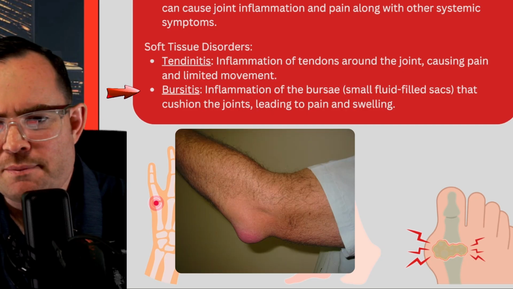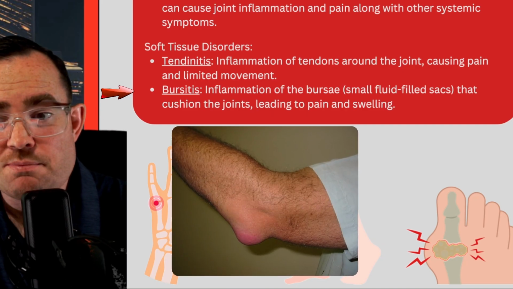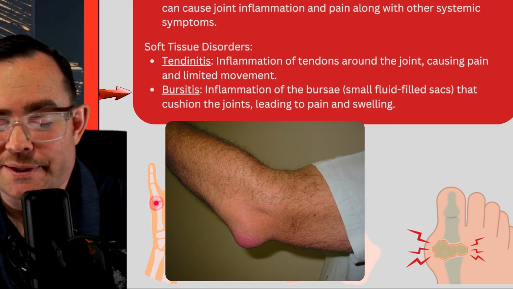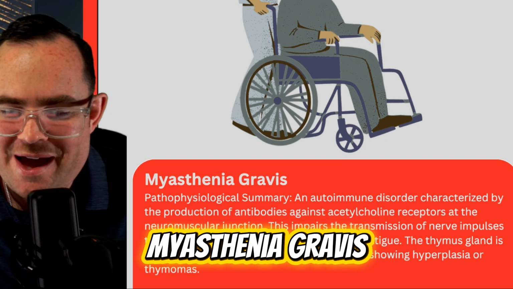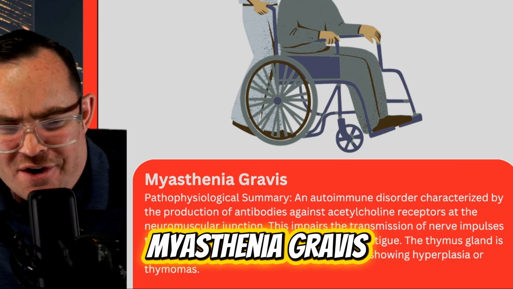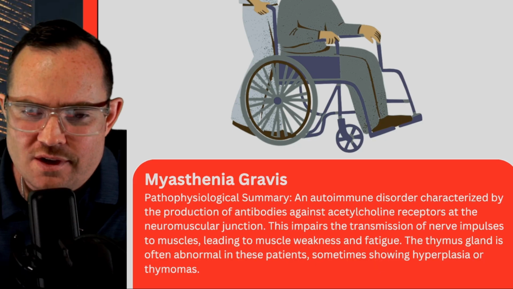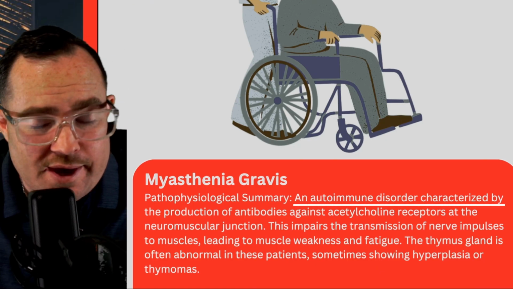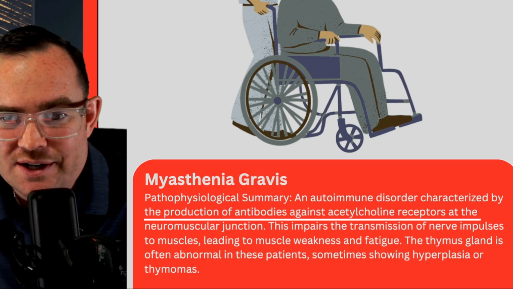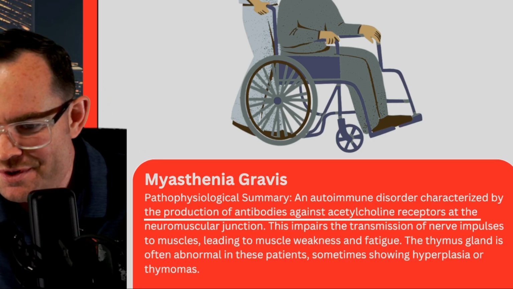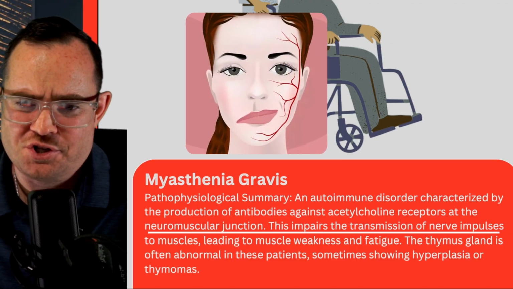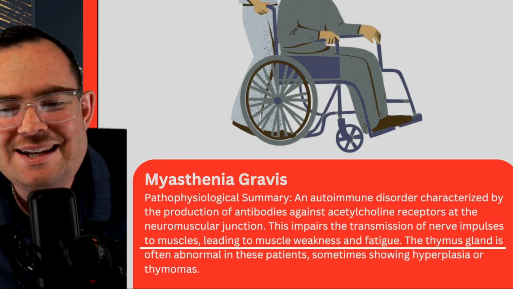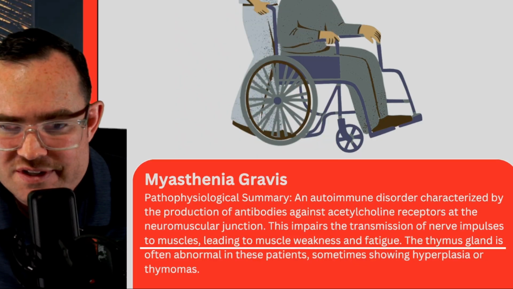And bursitis, inflammation of the bursae, which is a small fluid sac that cushions the joint, leading to pain and swelling. Starting off with myasthenia gravis, this is a rare condition, but I have ran calls on this condition. It's an autoimmune disorder, again, characterized by a production of antibodies against acetylcholine receptors at the neuromuscular junction. So this impairs the transmission of nerve impulses to muscles, leading to muscle weakness and fatigue.